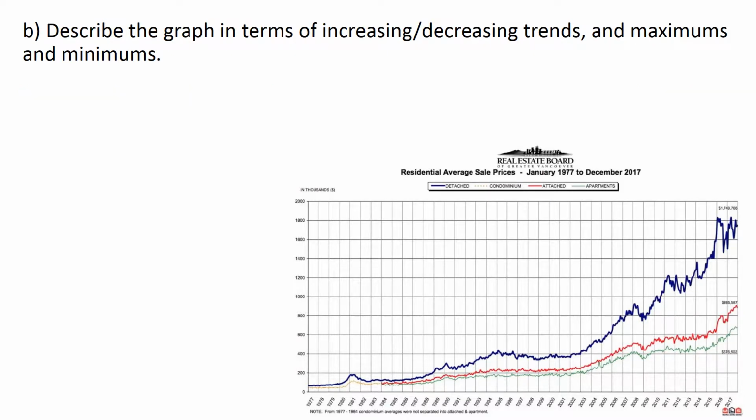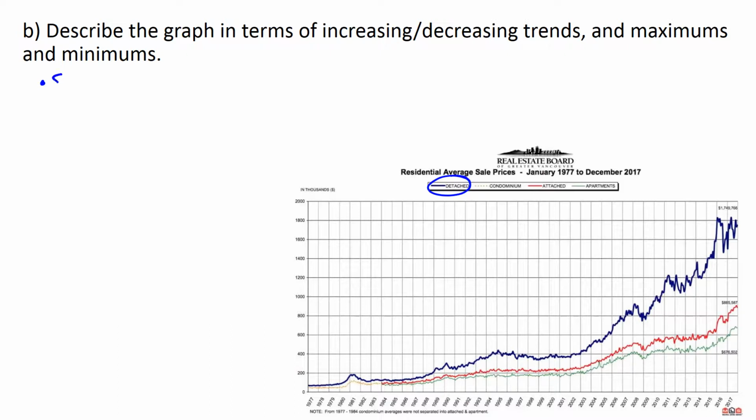Because there's multiple lines on this graph, I'm going to focus on just the blue line, which says detached. That means a regular house that isn't attached to any other building. So it doesn't include apartments or condos that are part of a bigger complex. So it's just regular detached homes. So let's describe the graph in terms of increasing and decreasing trends.